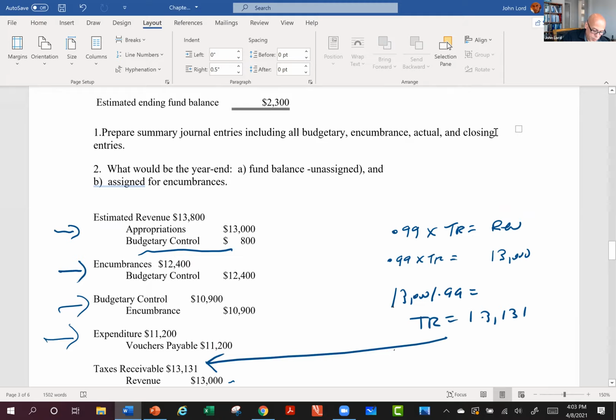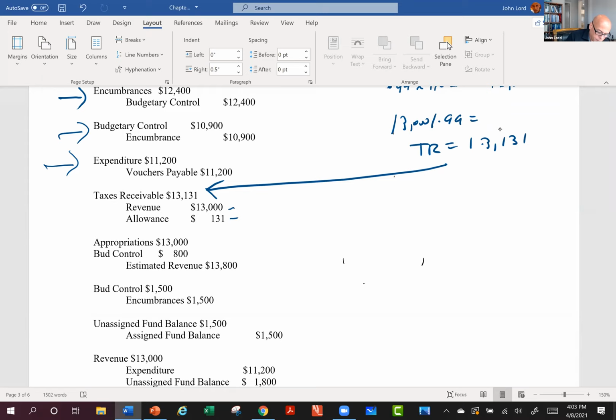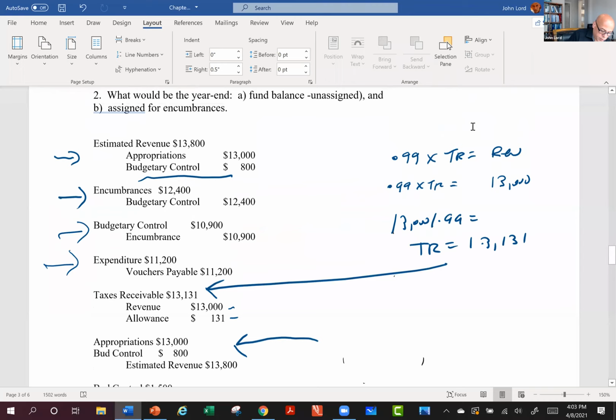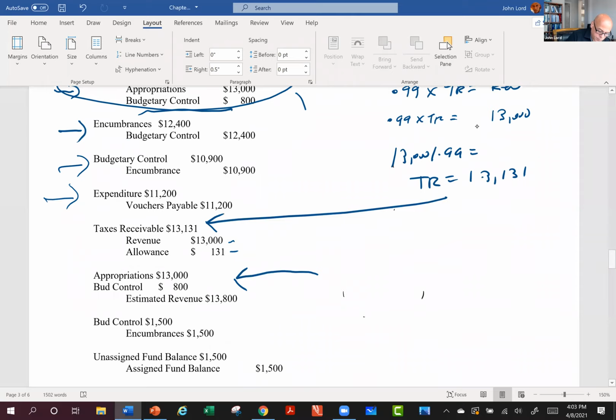Now, where some students, when I gave this question to them, messed up, they forgot to close their appropriations. You got to close your appropriation. You reverse the original appropriation entry. We simply reverse it, don't we? See how you throw away easy points if you forget that you have to reverse it.